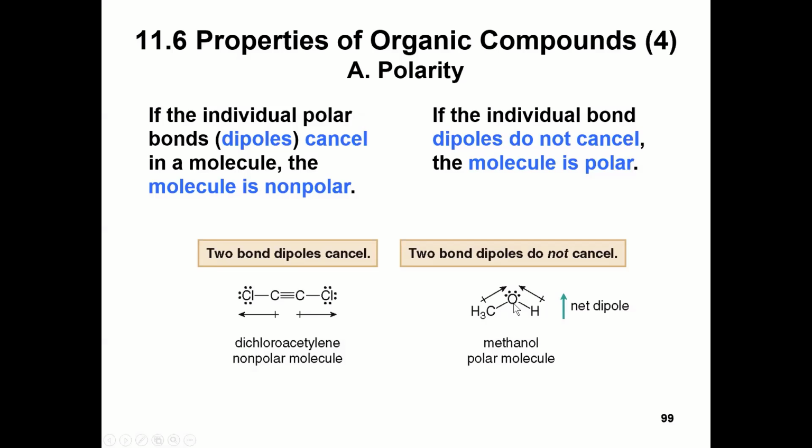And remember, polar compounds that involve a hydrogen attached to an oxygen, a nitrogen, or a fluorine can form hydrogen bonds with other molecules of the same compound, or they can form hydrogen bonds with solvent molecules such as water.